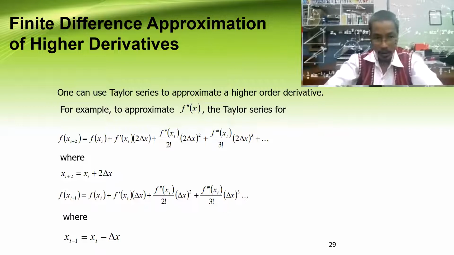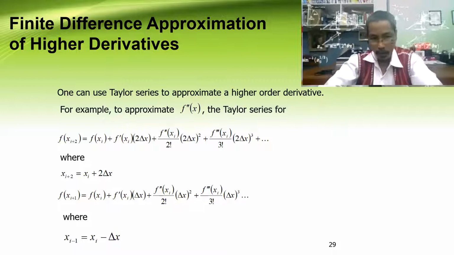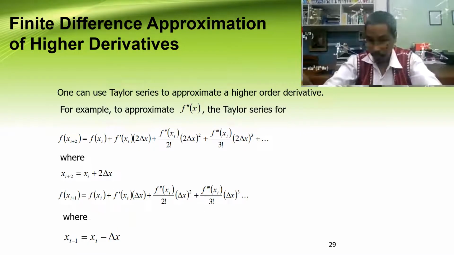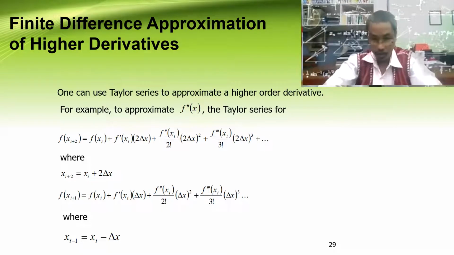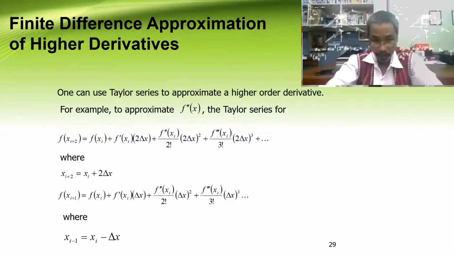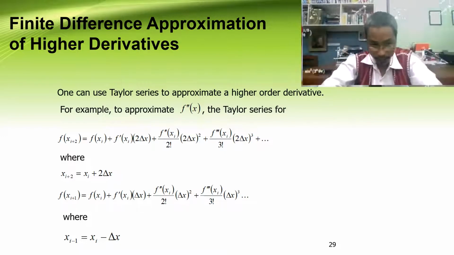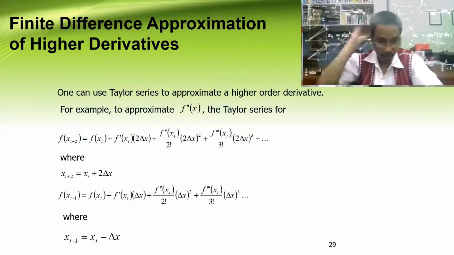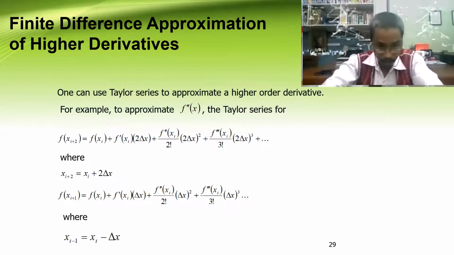One can use Taylor series to approximate a higher order derivative. For example, to approximate the second derivative, use the Taylor series. Use the same sequence of derivation, but now you are trying to find out the second derivative. And because it is second derivative, we may need more terms. More terms. Okay, so because this is second derivative, we may need those.